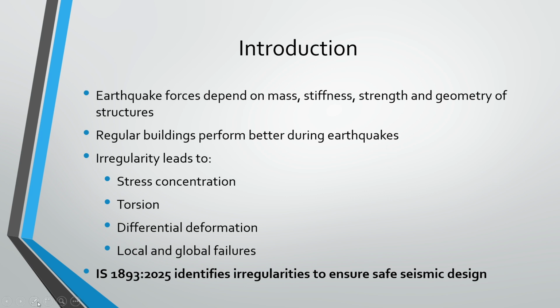As you know, earthquake forces depend upon the mass, stiffness, strength and geometry of the structure. And it is found that regular buildings perform better during an earthquake. If you have irregularities in your structure, then there may be stress concentration, torsion, differential deformation, and local and global failures. So IS 1893-2025 identifies irregularities to ensure safe seismic design. That's why we need to study the irregularities.